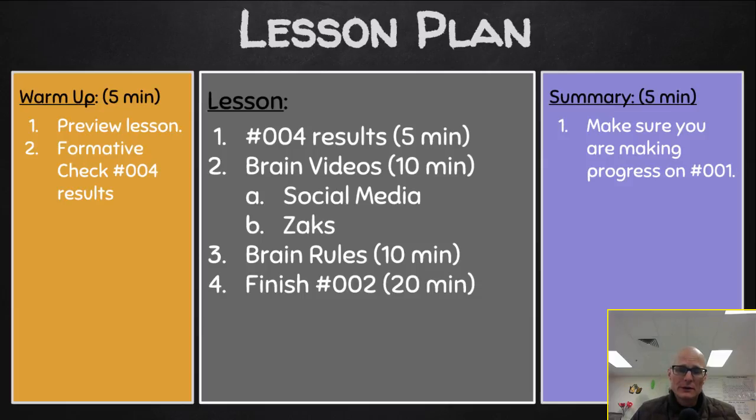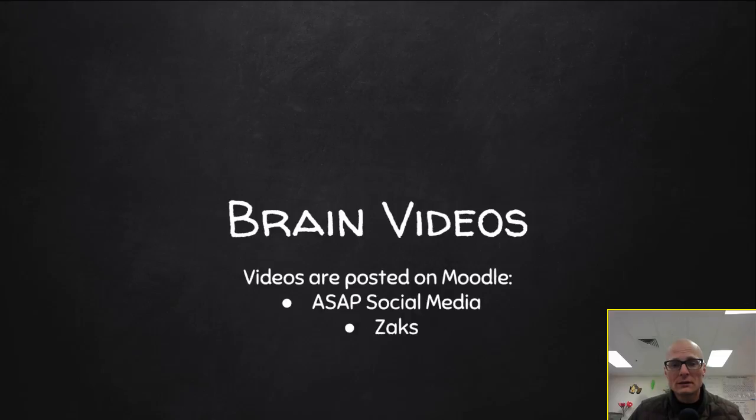Those can be found on Moodle in the opening of school unit. Then I will present brain rules, which is also found on Classroom under your assignment 001. You will see all these resources listed there, and the brain rules presentation is there. And then you get time to finish assignment number 2, which is the CK12 reading, as well as those brain unit questions and things that you've been working on over time. And that's the list of the videos right there again, ASAP social media and Zax.